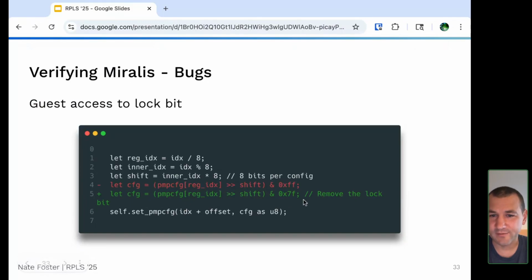And you can see in green, here's the fix. The fix was a very low-level thing where we just mask off the bits differently so that the VMs can't do that.